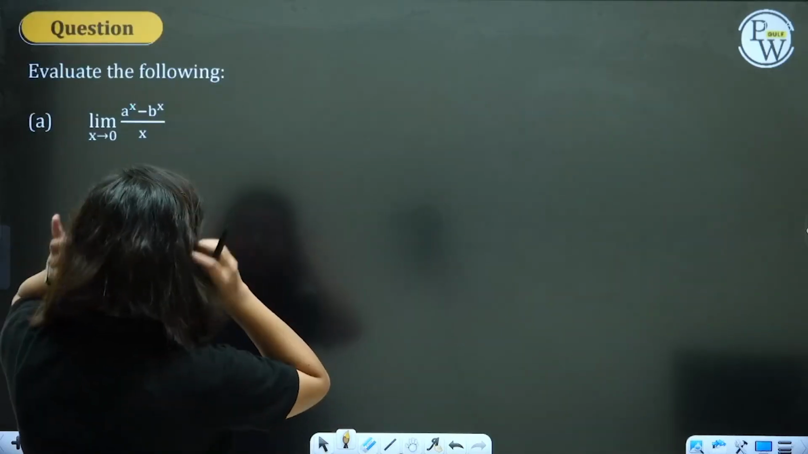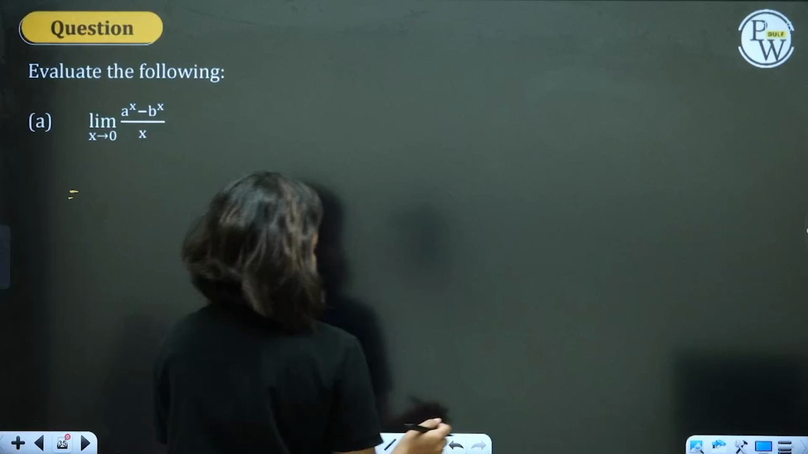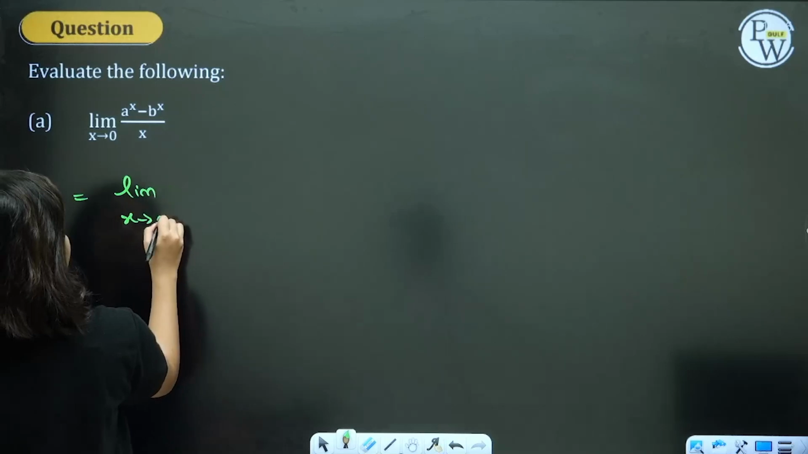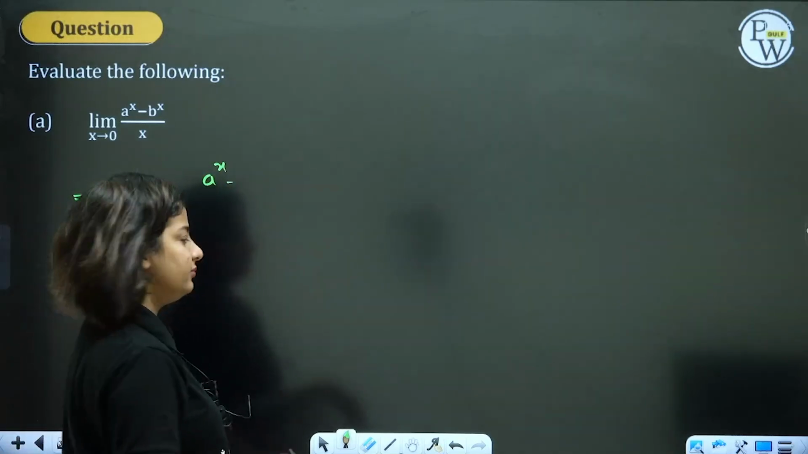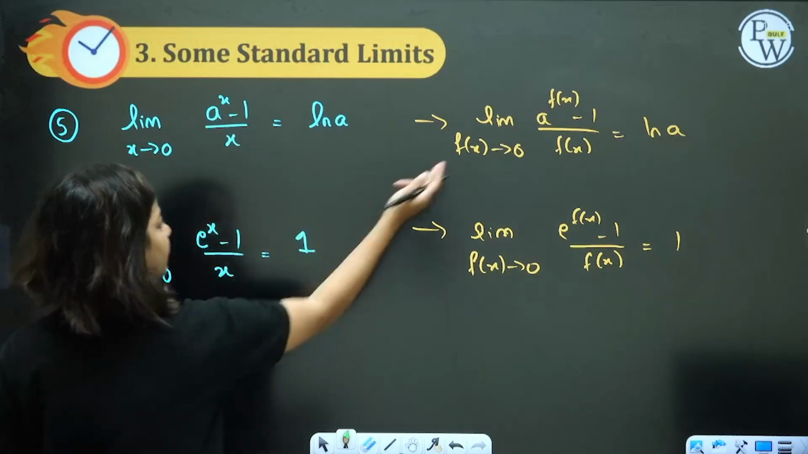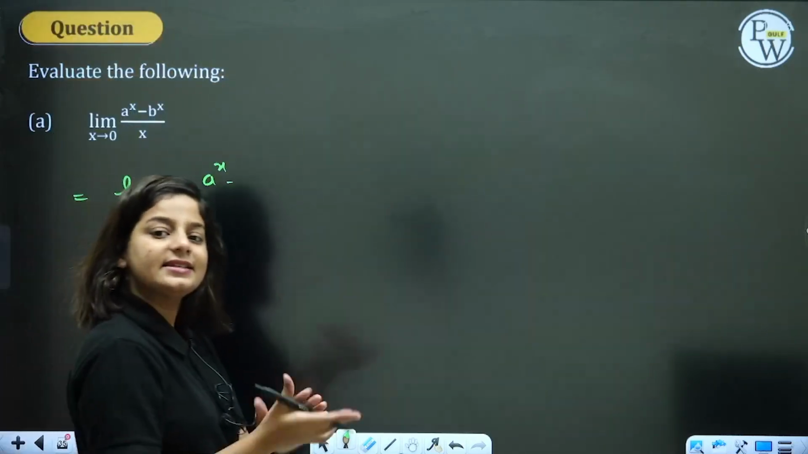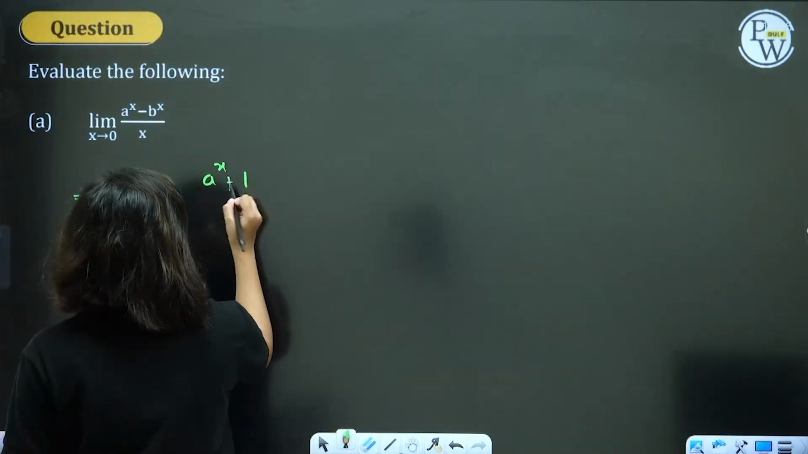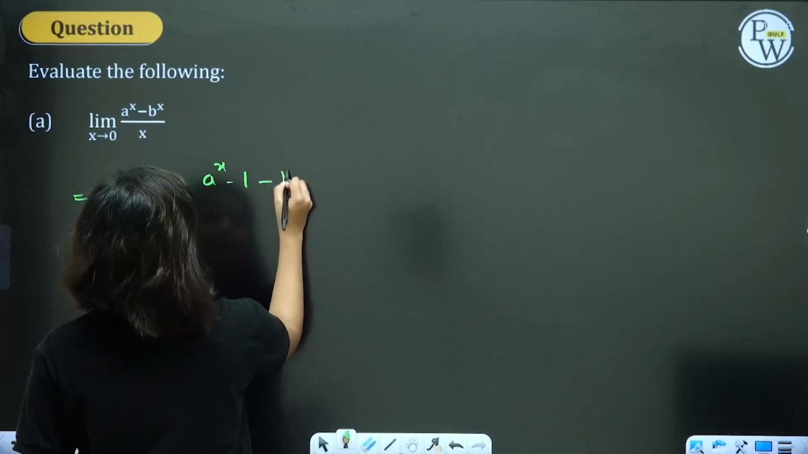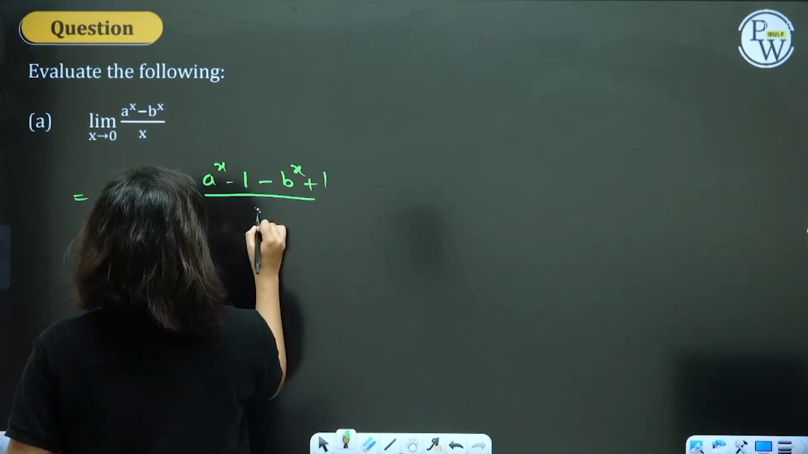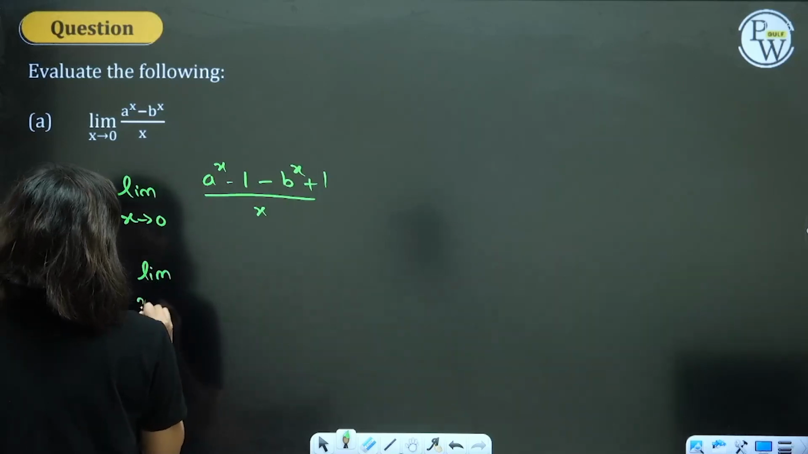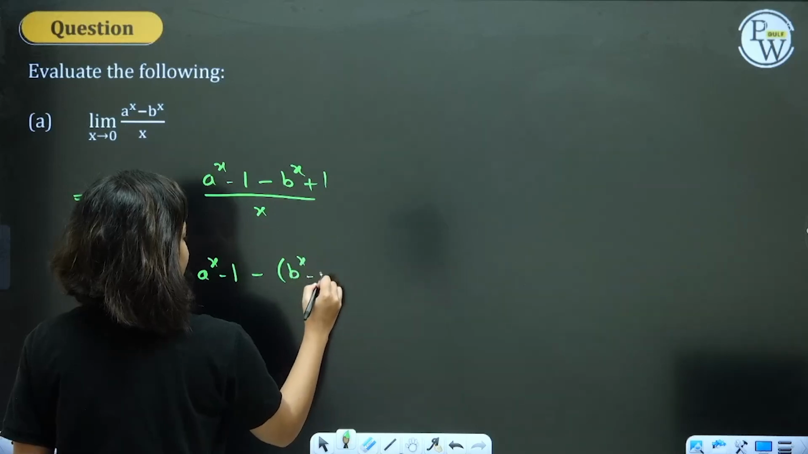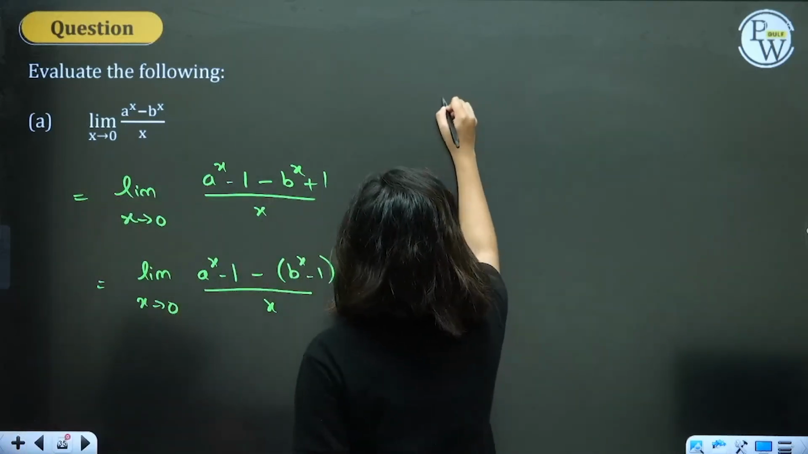Now a very simple question, a raised to x minus b raised to x upon x will be what? Something is missing according to the formula. 1 is missing. Let's add and subtract 1. There we used to divide, multiply. Here we will add and subtract. Can you see 1 added and subtracted? Alright. Now play with it. Play with your minus sign. a raised to x minus 1, taking minus common, b raised to x minus 1. Separate the terms, you have got the answer.